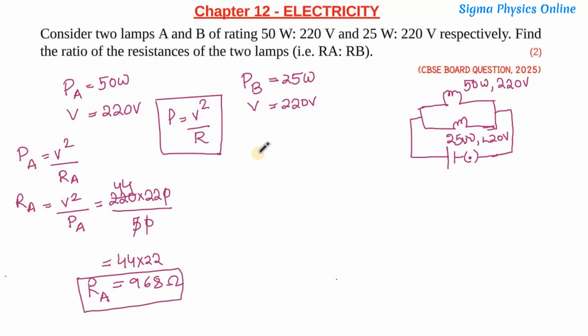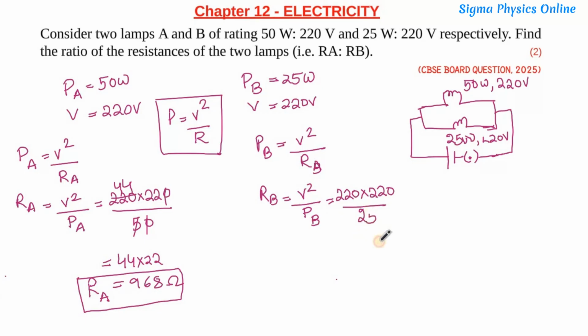Now let's find out the resistance of the second bulb using the same formula. So power rating of B is V square by resistance of B. So resistance of B will be V square by power rating of B, which is 220 into 220 by 25.